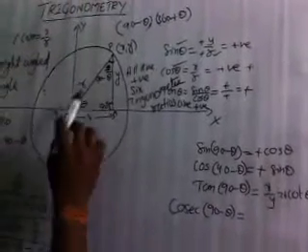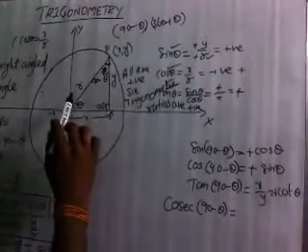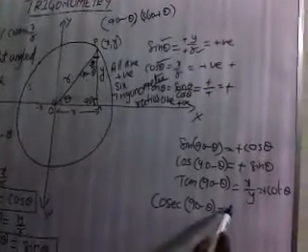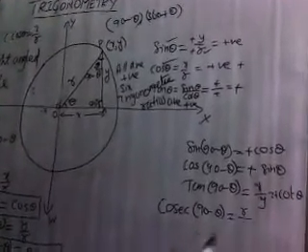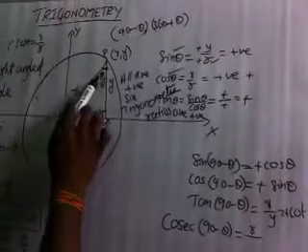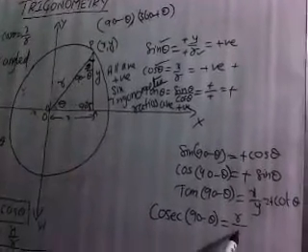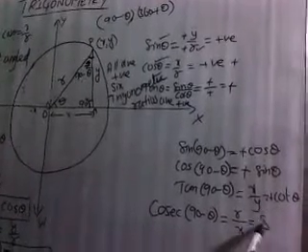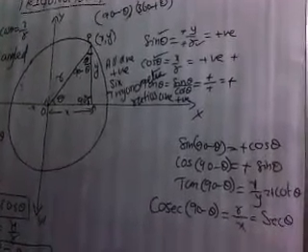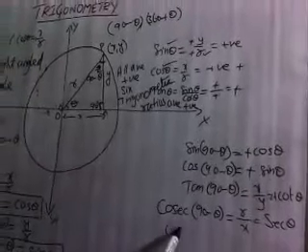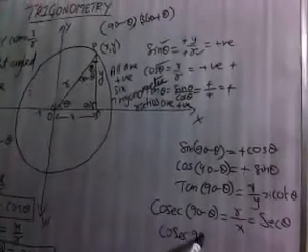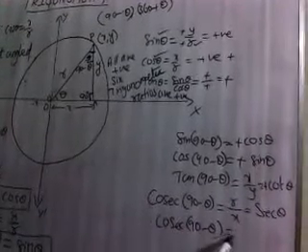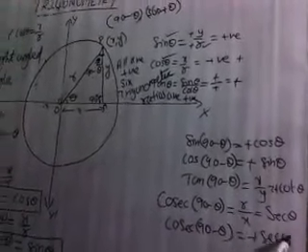Cosecant 90 minus theta. So the cosecant formula is hypotenuse by opposite side, that is r by the opposite side to theta, x. But r by x is what we call secant theta. So cosecant 90 minus theta, with 90 minus theta in the first quadrant, is equal to plus secant theta.